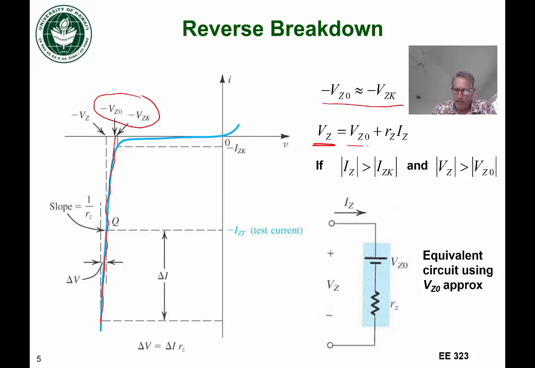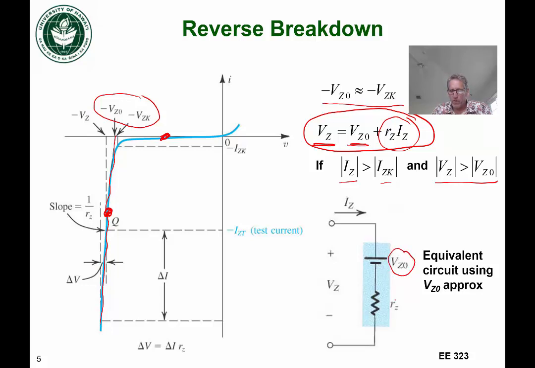we have the x-intercept, which in that case would be VZ0, and we can represent the voltage as a function of the resistance RZ and IZ. This assumes that IZ is greater than IZK and VZ is greater than VZ0, that is, we're in the breakdown region. If we're operating before the breakdown region, this equation does not apply. And so in the breakdown region, this corresponds to a fixed voltage, VZ0, along with a series resistance, RZ. So this is the circuit model that we'll use for the Zener diode.